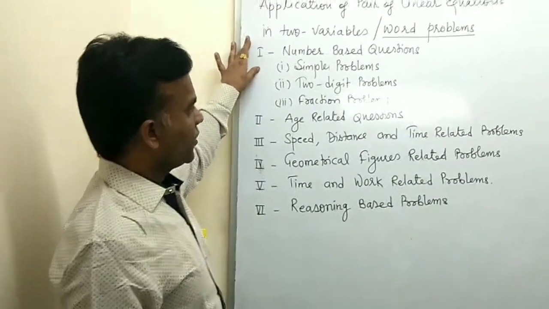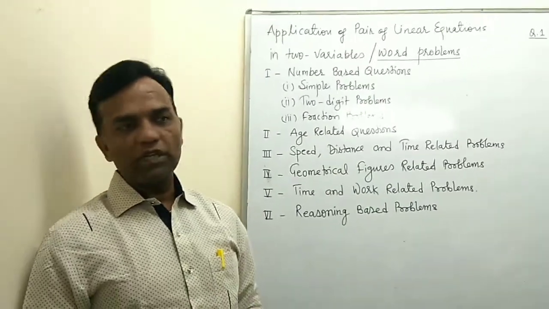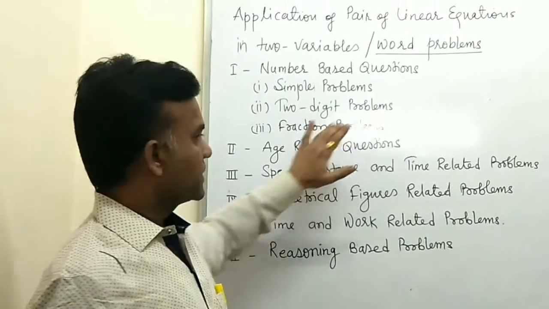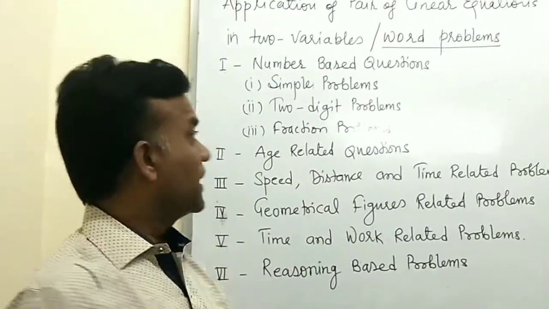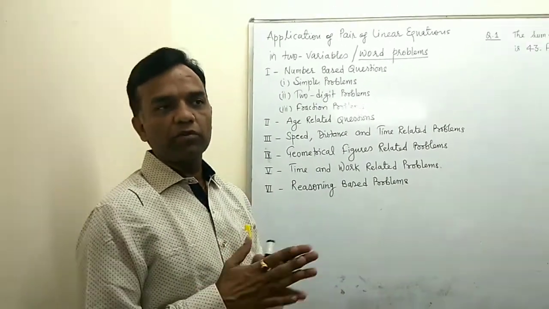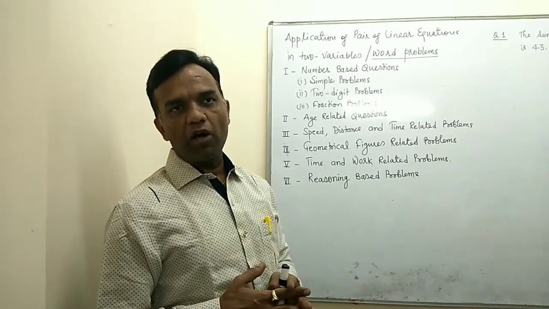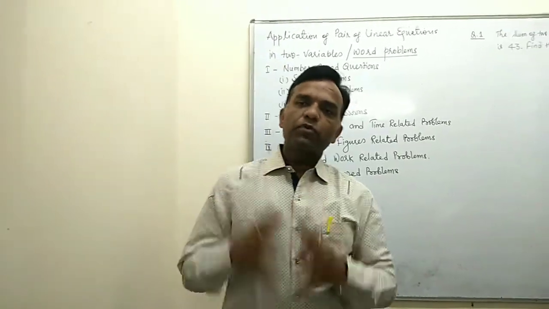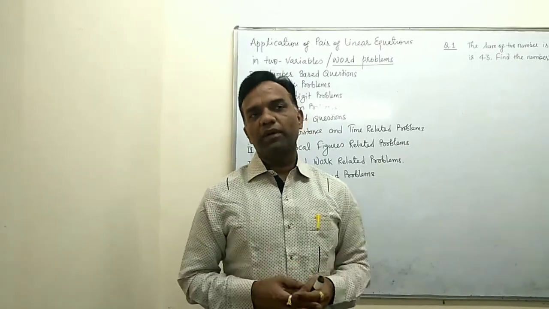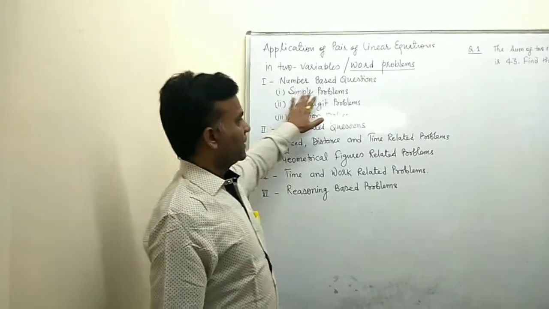The first variety of question may be number based questions. Number based questions can be simple problems, two digit problems or fraction problems, so they are divided into three categories. A simple problem relates to the numbers directly. For example, the sum of two numbers is 10 and the difference of the two numbers is 50, then find both the numbers. So this is the variety of the simple problems.